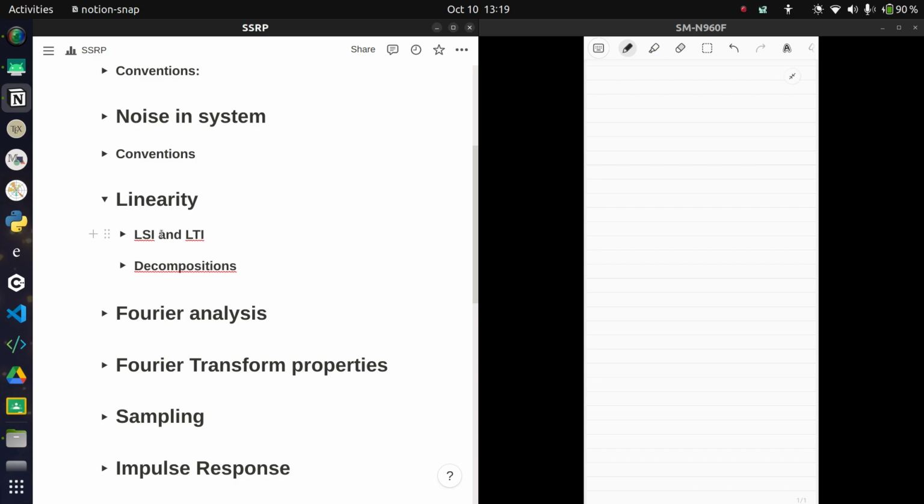Then you have linearity, of course. If you put in two signals, the outputs get summed. If you increase one signal by some factor, the output increases by the same factor. So that's additivity and homogeneity. Those combined become linearity.